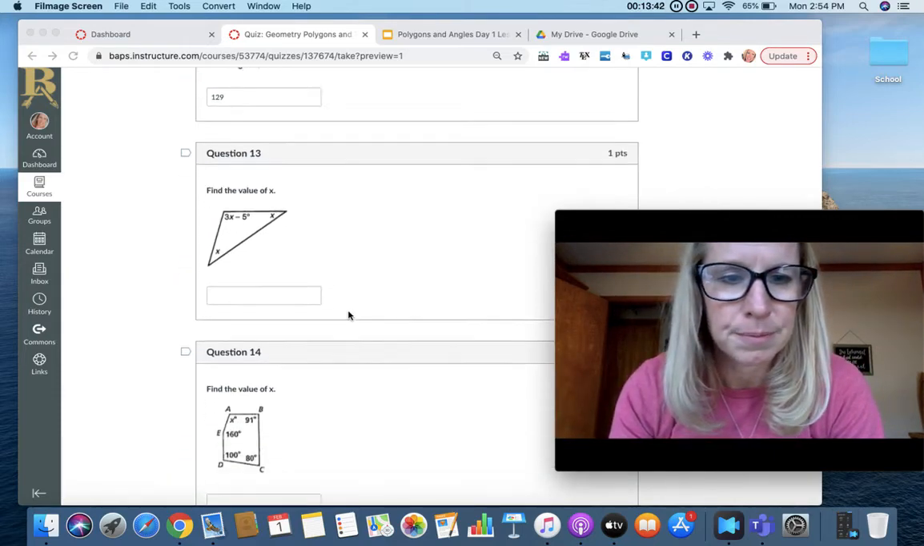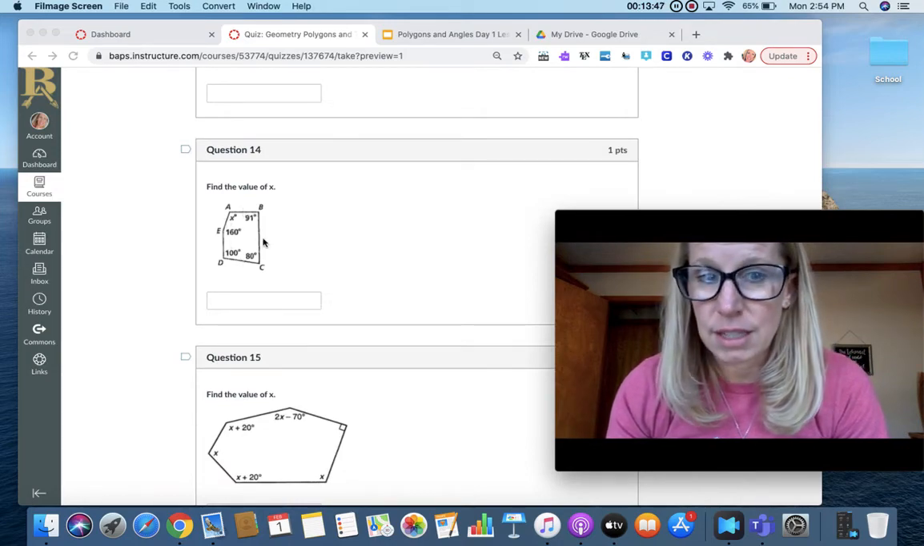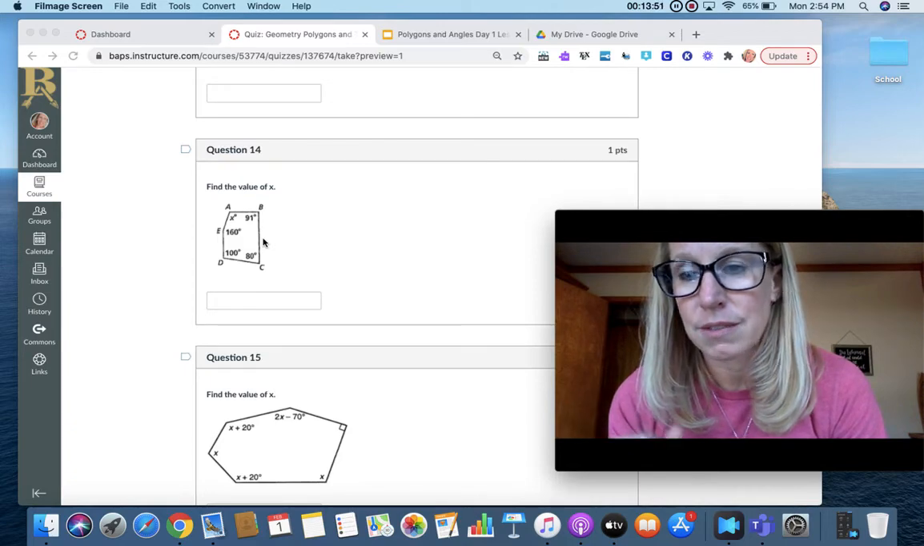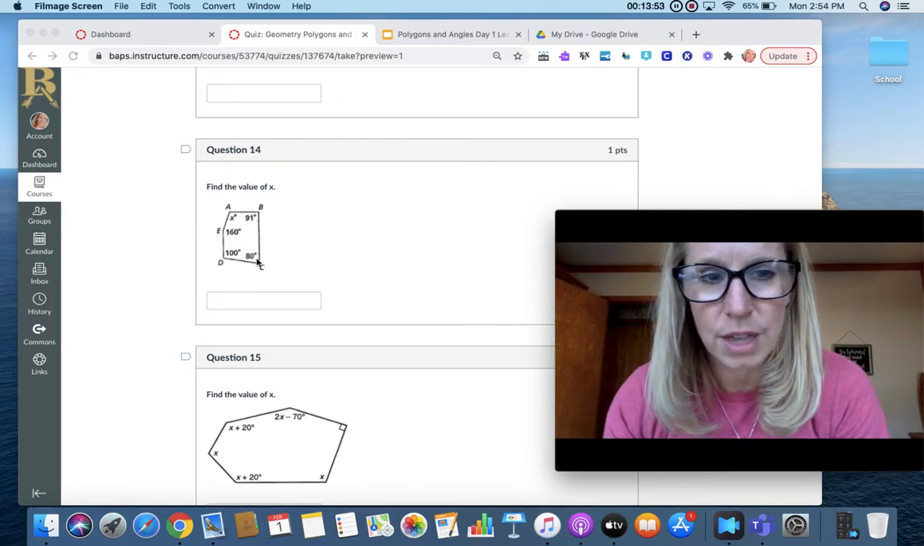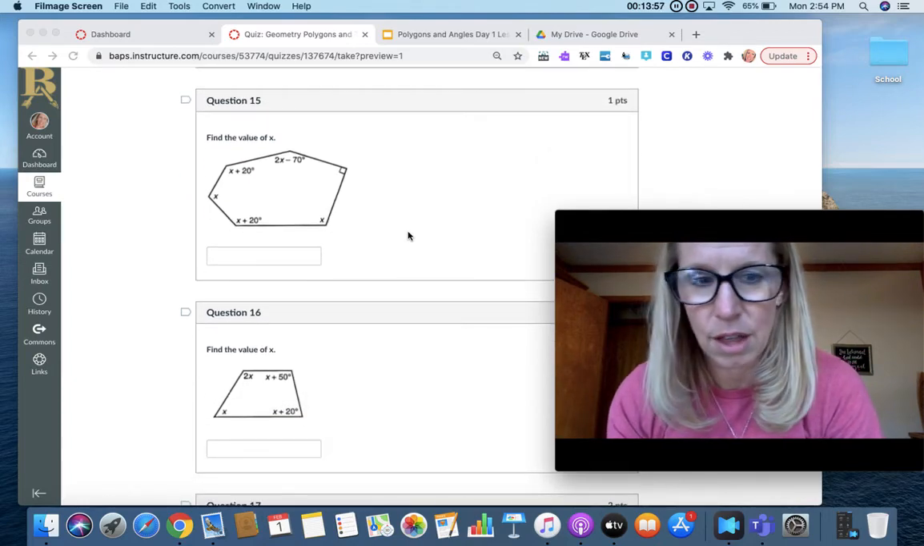Solve for x. This one has 1, 2, 3, 4, 5 sides. Do 5 minus 2, which is 3. 3 times 180 is 540. Subtract all those angles that you know. Okay, let's look at this one because this has a little algebra.